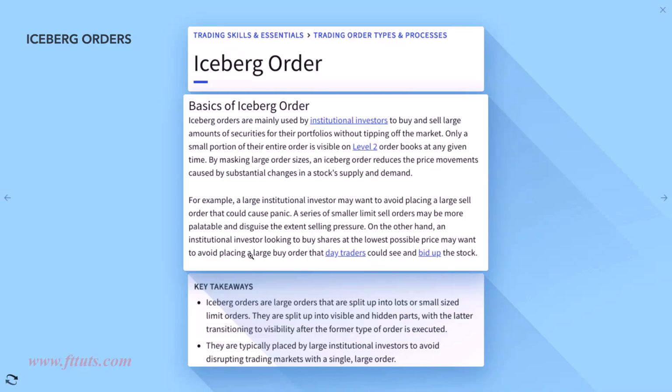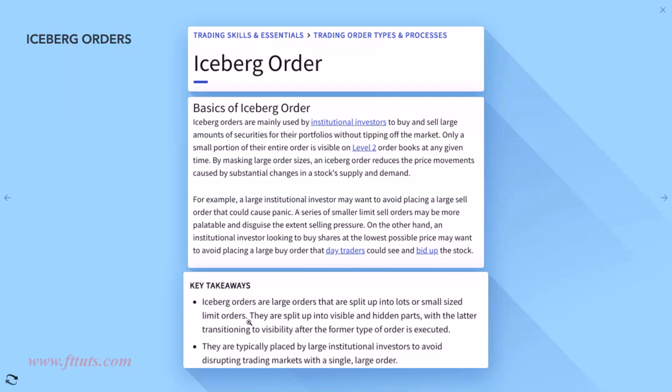On the other hand, an institutional investor looking to buy shares at the lowest possible price may want to avoid placing a large buy order that day traders could see and bid up the stock or, for example, the currency. So the key takeaway is that iceberg orders are large orders that are split up into lots of small sized limit orders.